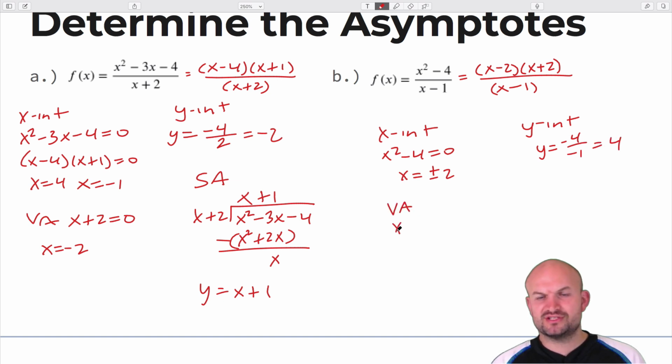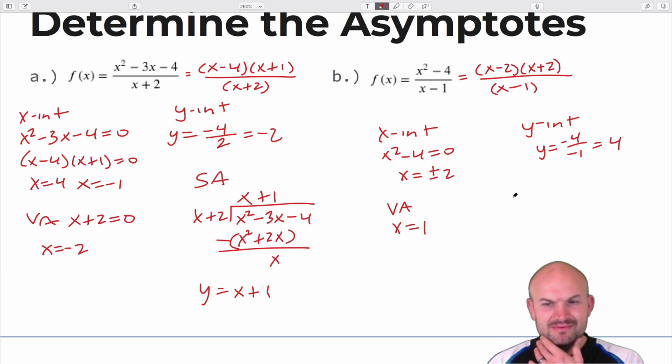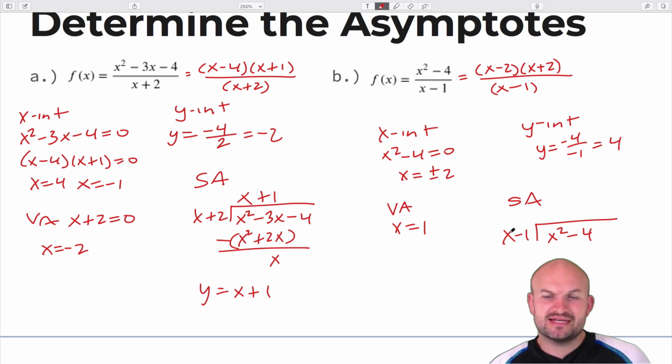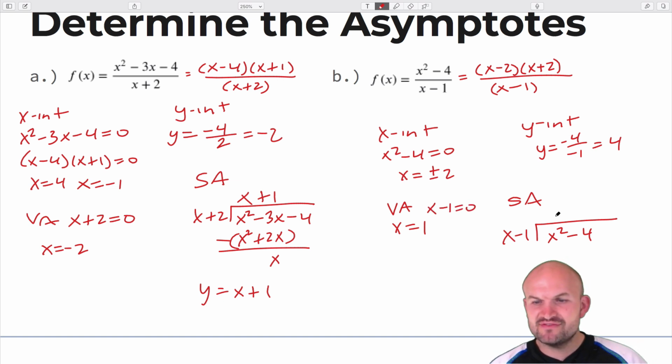Vertical asymptote, let's just, I think we're kind of getting ourselves a little easy here. Slant asymptote, though, let's do the division. So x minus 1 divides into x squared minus 4. So how many times is x? Actually, I just have to, x minus 1 equals 0. X divides into x squared, x times. X times x is x squared. X times negative 1 is a negative x.